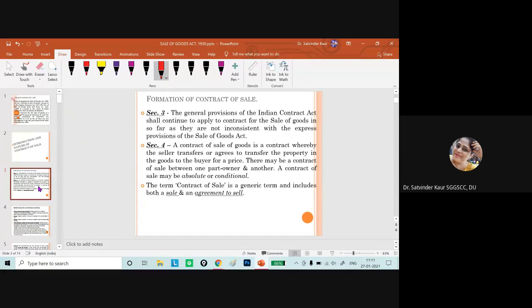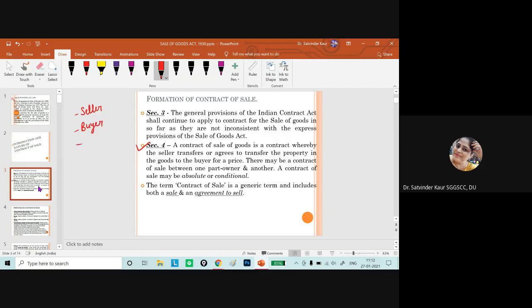Now we talk about how the contract of sale can be formed. In the contract of sale, the Indian Contract Act provisions shall remain applicable unless there is any contradictory provision. Now, when we talk about the meaning of contract of sale, section 4 says that where one party transfers the ownership in the goods to the other party for some consideration, it is called a contract of sale. So there are two parties in the contract of sale. One is known as seller, the other is known as buyer.